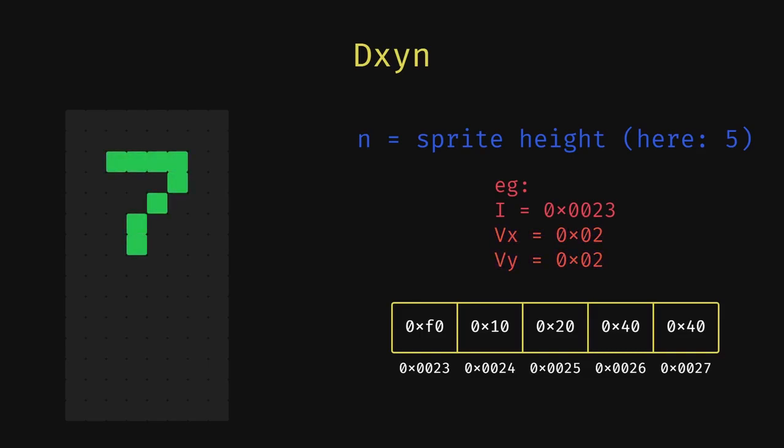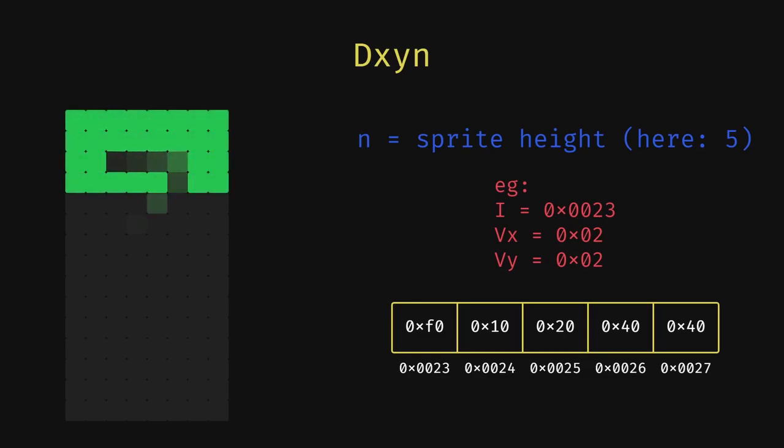But oh, you thought that was too simple? The sprite isn't simply placed there, instead it's XORed onto the screen. Basically, any 1s will just flip the pixels underneath, and any 0s will keep things untouched. If any pixels that were flipped were on before the flip, the VF register is set to 1. So yeah, definitely not easy to implement.